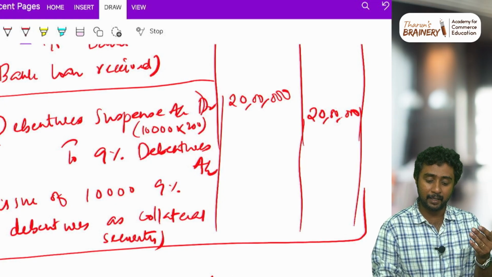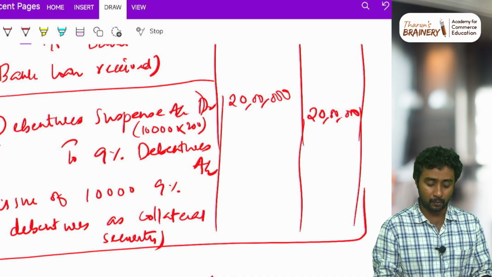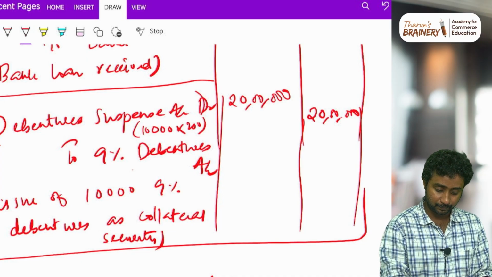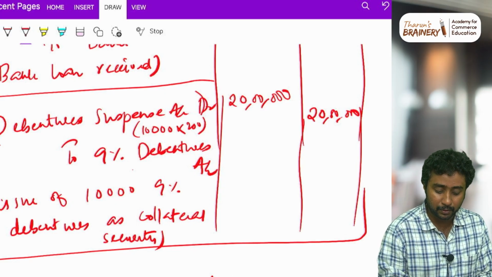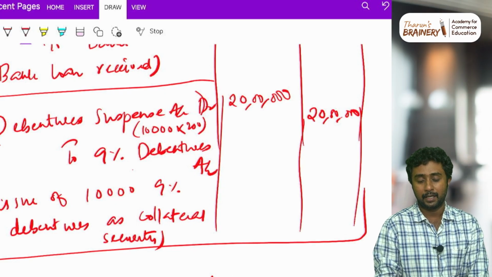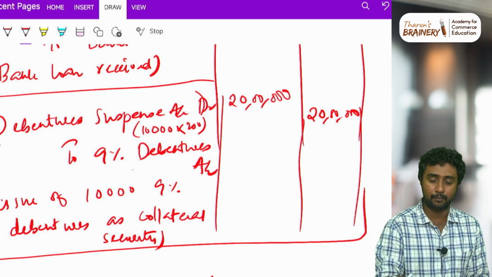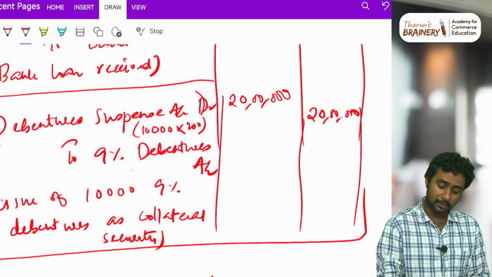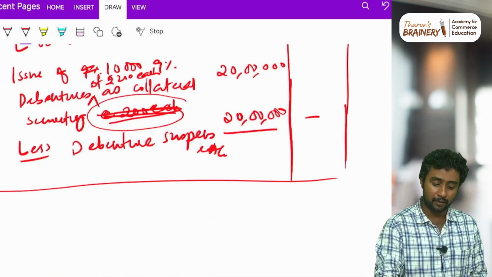Okay. This is actually given as a security only. Once we repay the loan, we have to reverse this entry in our accounts. The second entry will be reversed. That means 9% debentures account will be debited and debenture suspense account will be credited once we repay the loan. So keep that in mind. Basically, that is the purpose for which we are writing like this.